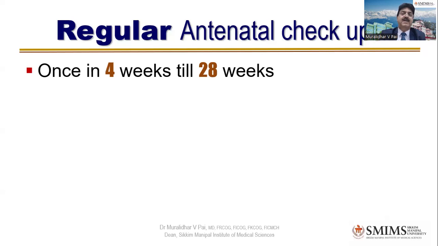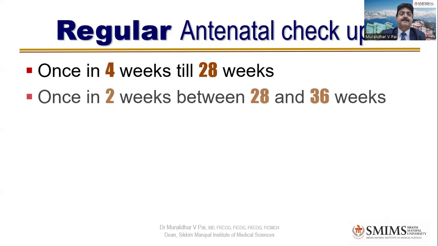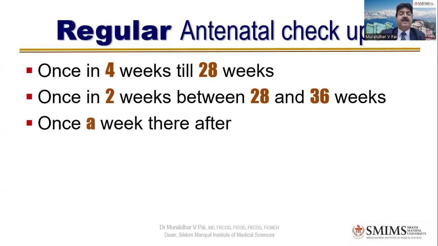Once in 4 weeks till 28 weeks. This is what I'm talking about, the ideal antenatal checkup. So once in 4 weeks till 28 weeks, that is, once in a month till 7 months, whatever we say. Then once in 2 weeks between 28 to 36 weeks. So the first one is 7 visits. The next one is 4 visits. Then every week thereafter, that is another 4 visits. Totally 15 visits, 7 plus 4 plus 4. This is the most ideal.